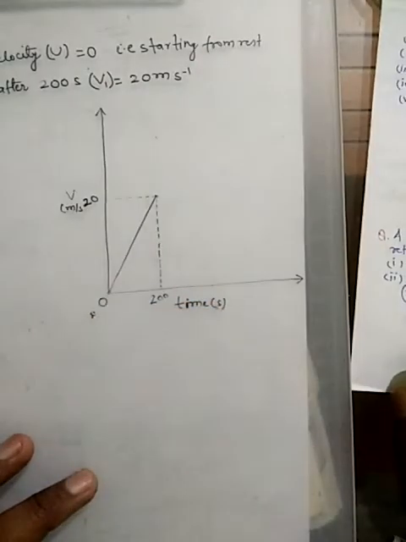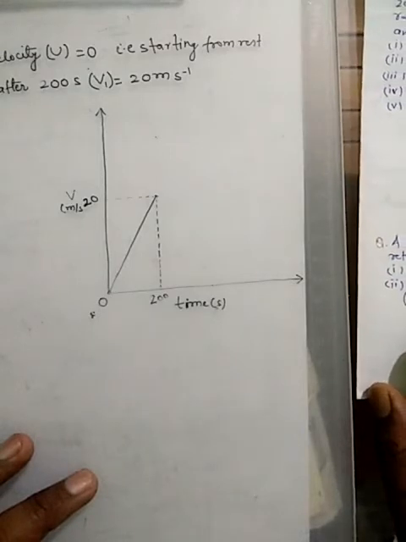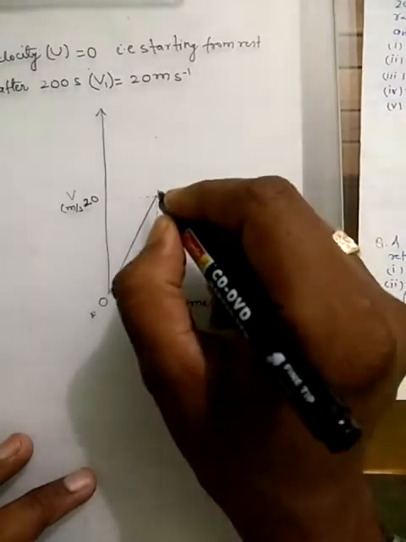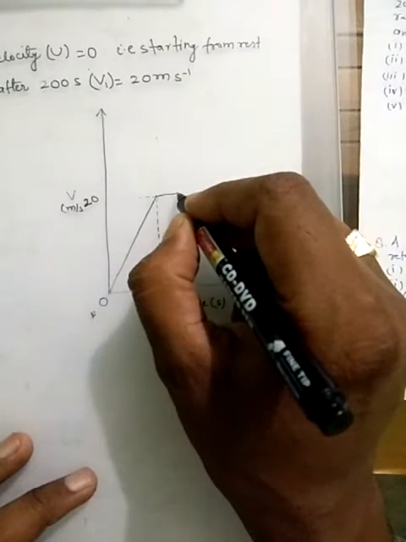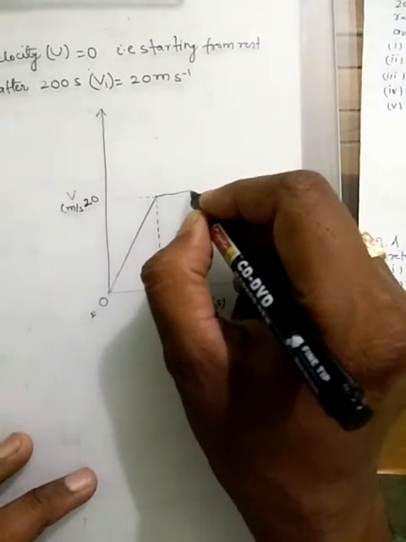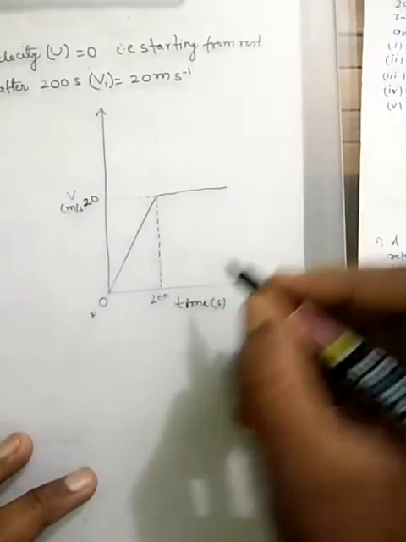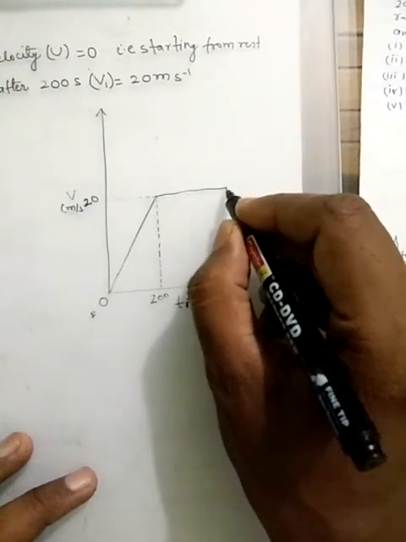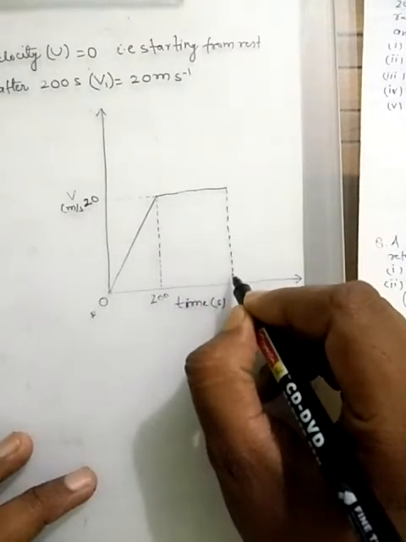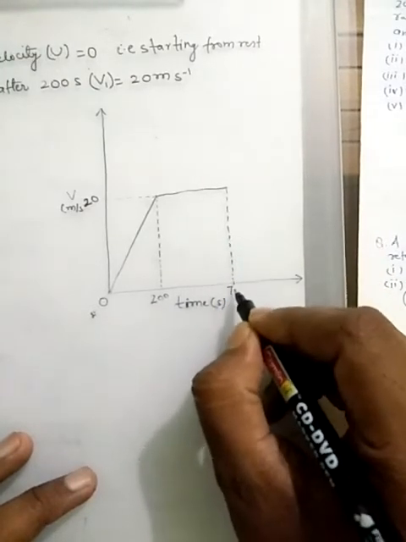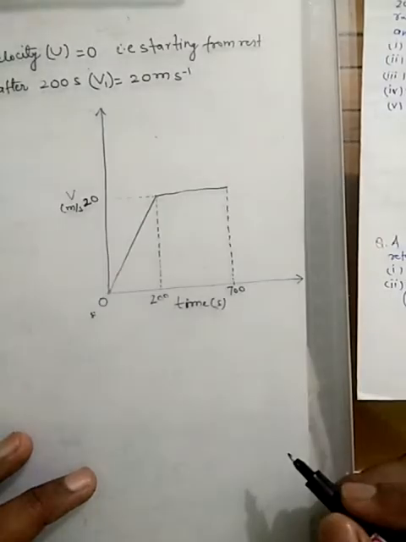And in the second portion of the question, it is said that it continues to move at the same rate for the next 500 seconds. That is, the velocity is constant for the next 500 seconds. This is constant for the next 500 seconds. That is, this is the 700 second mark.